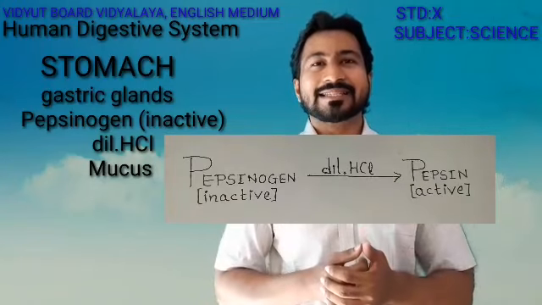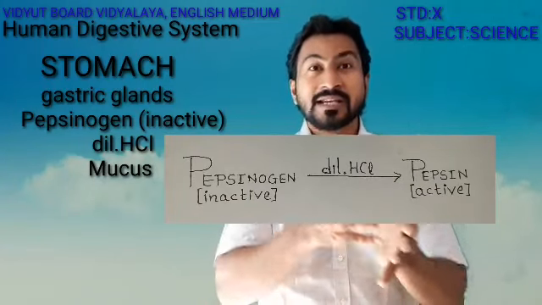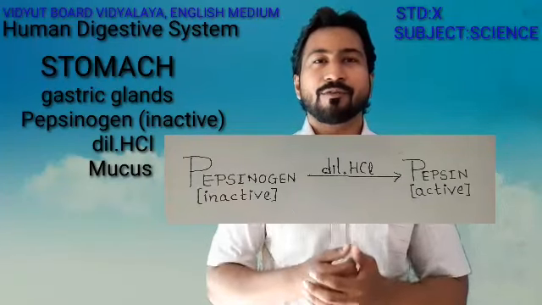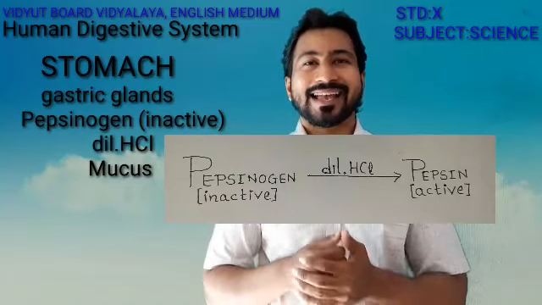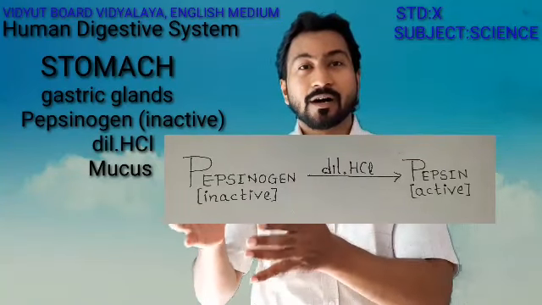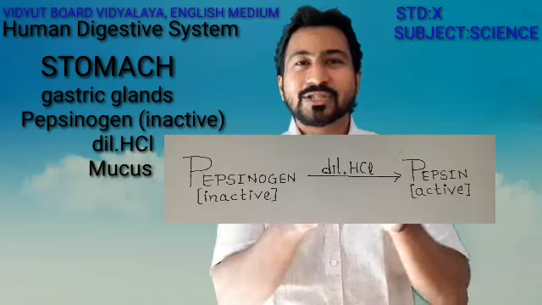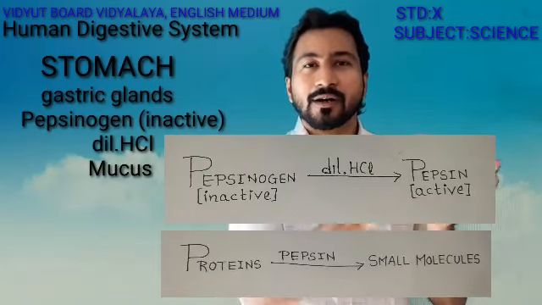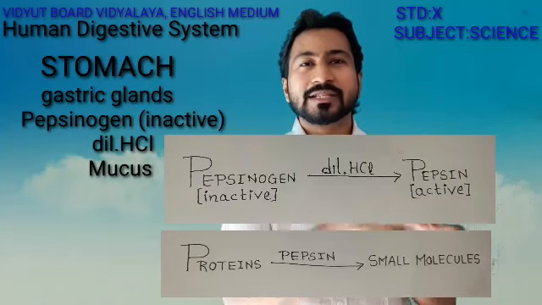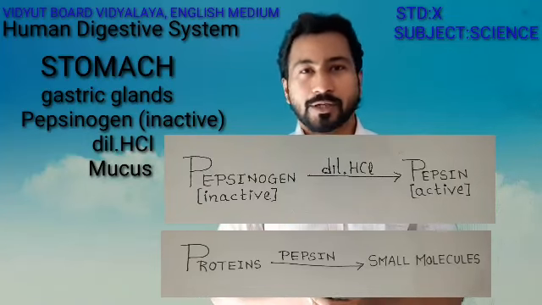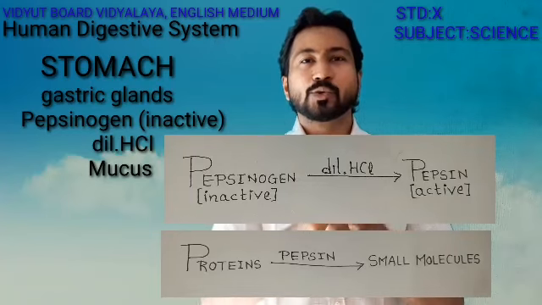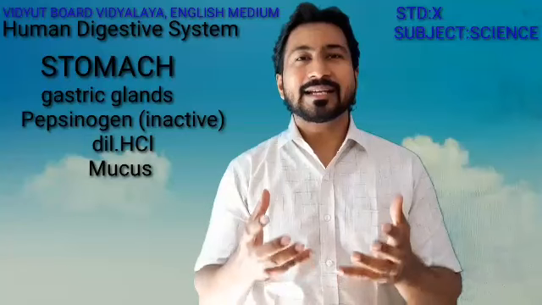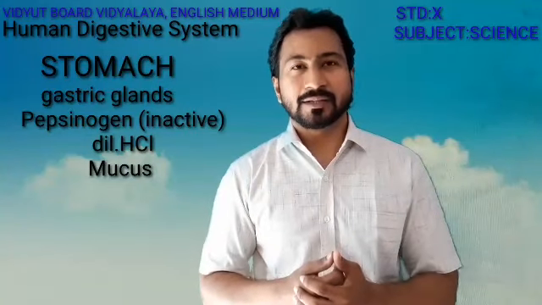This inactive enzyme pepsinogen is mainly converted into the enzyme pepsin by means of dilute HCl. And this pepsin, which is a protein digesting enzyme, ultimately converts the big molecules of proteins into the smaller molecules. Now dilute HCl mainly creates the acidic medium inside the stomach.